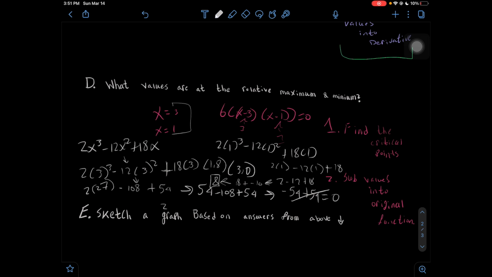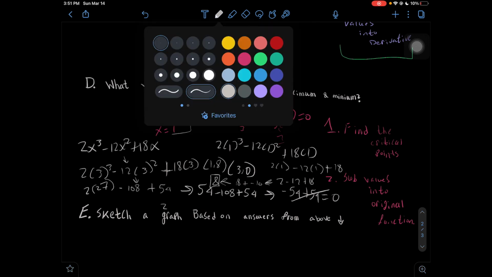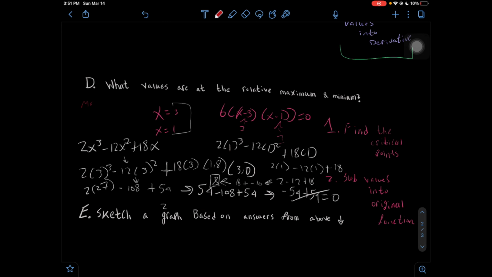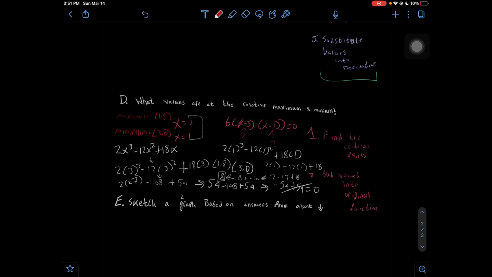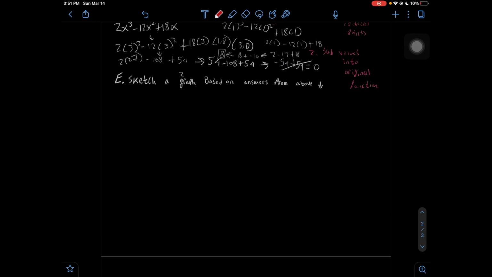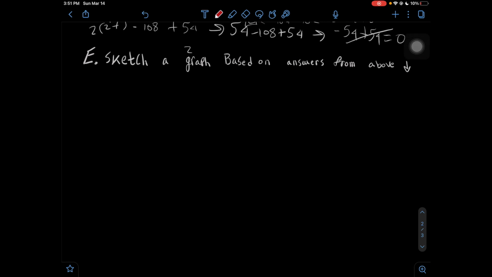A good way to know which one's your max and min is to just look at the y values. The one with the higher y value is your max, and the one with the lower is your min. So let's write it in red right here. Our maximum is 1, 8, and our minimum value for our function is 3, 0. Pretty easy. Let's go ahead to our last problem, which says sketch a graph based on the answers above.